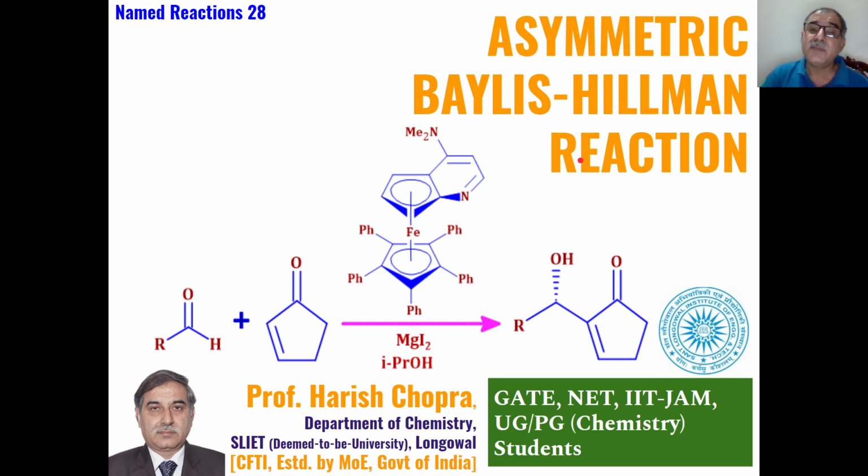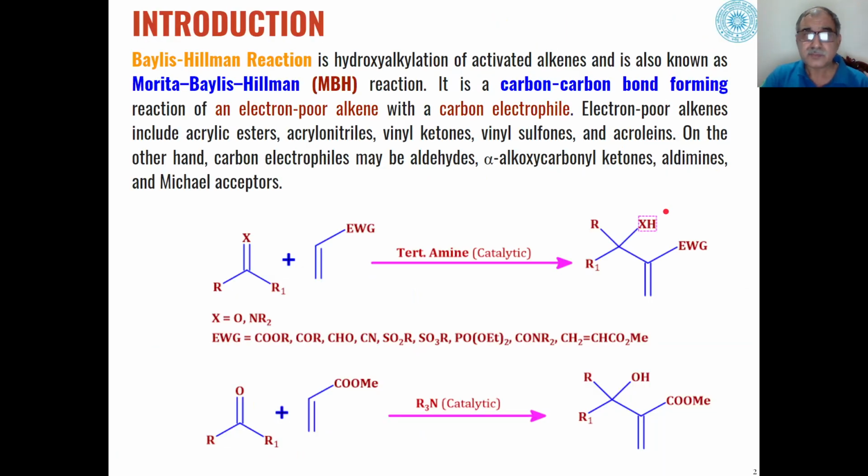So, Baylis-Hillman reaction where asymmetric products, optically active products, are formed is known as asymmetric Baylis-Hillman reaction. As we have seen in the previous lecture, Baylis-Hillman reaction is basically hydroxyalkylation of the activated alkenes. Activated alkenes means alkenes having an electron withdrawing group.